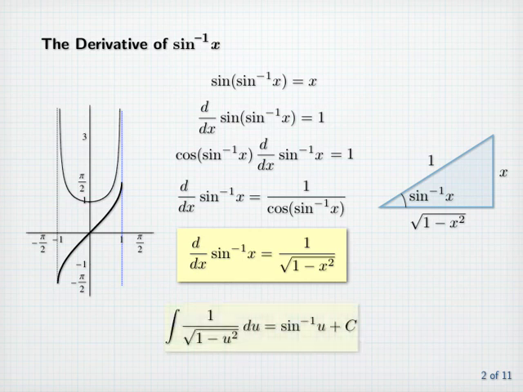Now from this differentiation formula, we immediately have an indefinite integration formula. The indefinite integral of 1 over the square root of 1 minus u squared du equals inverse sine of u plus c.